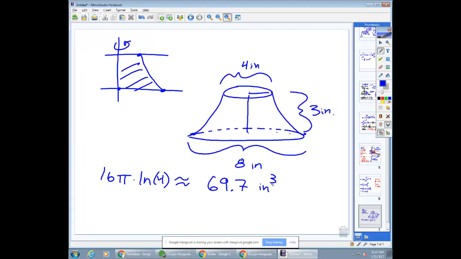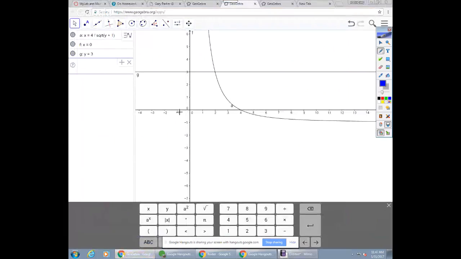All right, let's try another one. Let's see, let's use what's called the washer method, and I have just enough time to set up a washer, but not time to finish it.